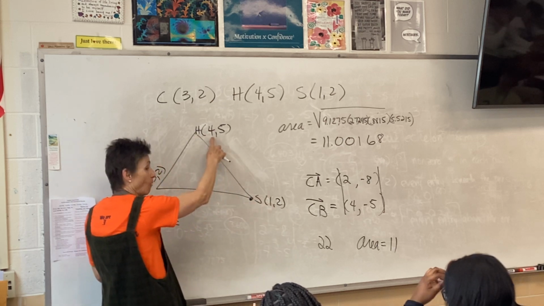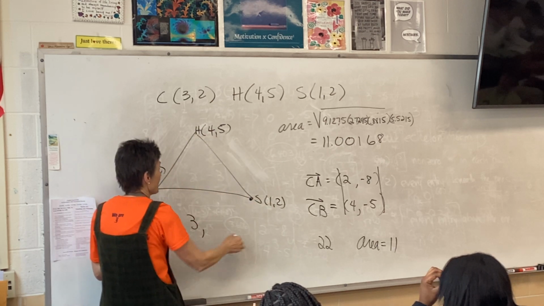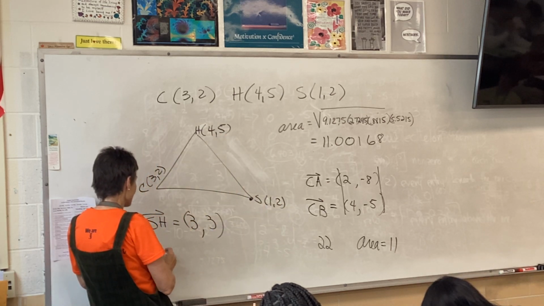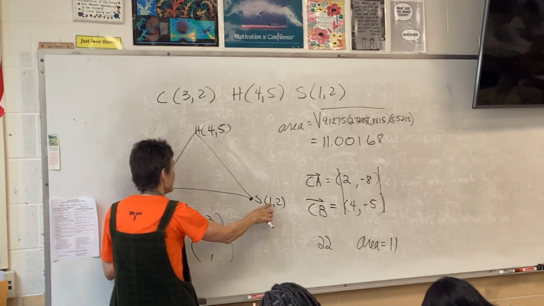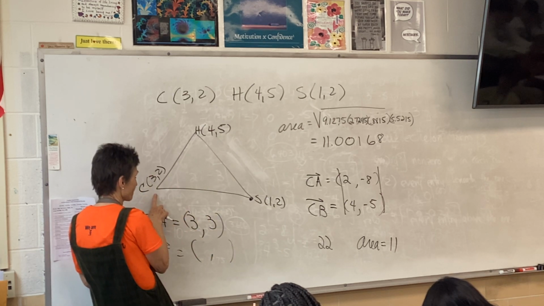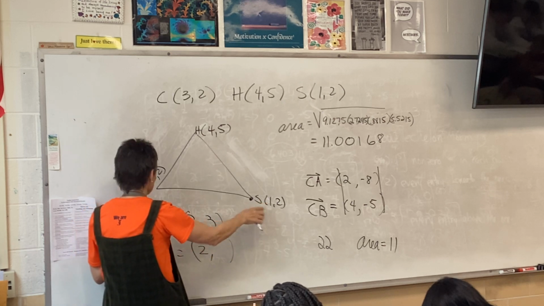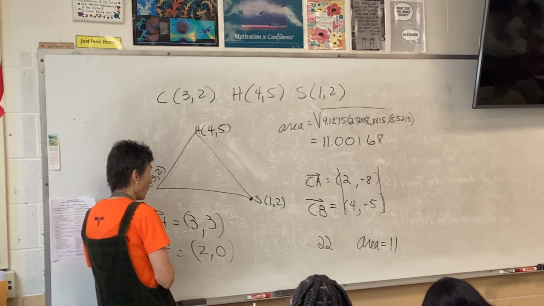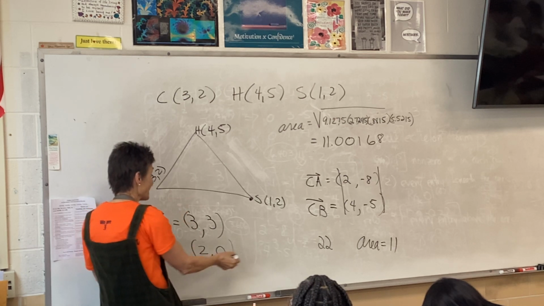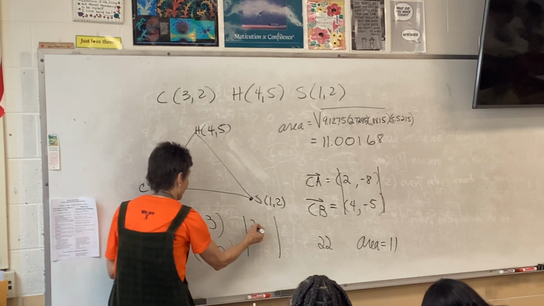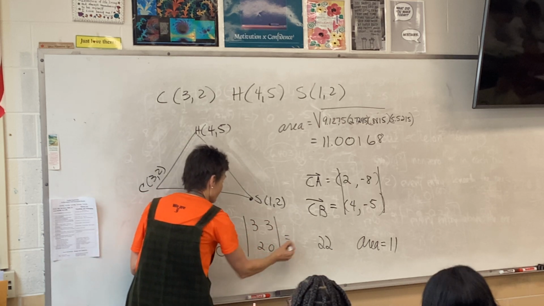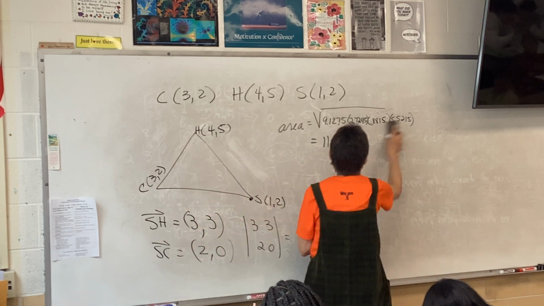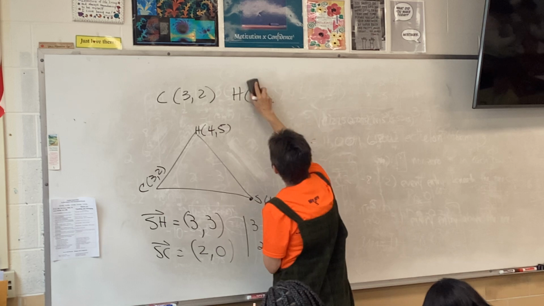So 1 to 4 and 2 to 5. All right, and then we're going to go from S to C, from 1 to 3, 2, and 2 to 2, 0. That's perfectly okay. So once we've done that, then we build a determinant out of those numbers. And what would be the value of that determinant? -6.